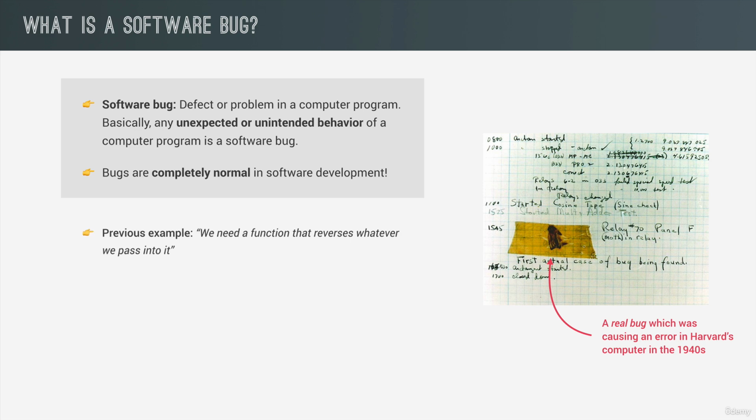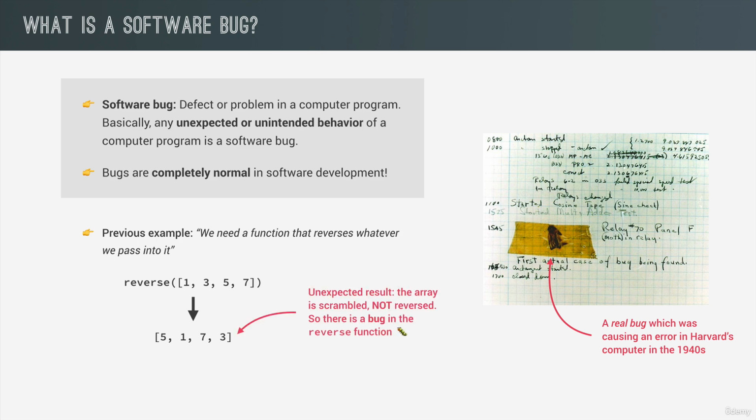Remember, in our previous example, the goal was to reverse whatever was passed into the function. So let's say we finished writing the reverse function and call it with this array and get this result. But clearly something is wrong here, right? The returned value looks scrambled, but not reversed at all. So this means that we must have a bug somewhere in our reverse function. To fix this, we use a process called debugging, which is essentially finding, fixing, and then preventing bugs. So let's see how that works.